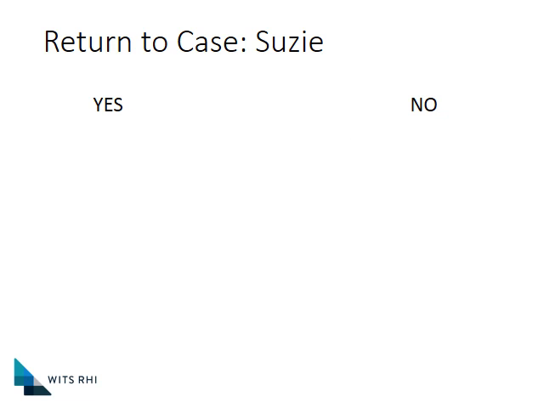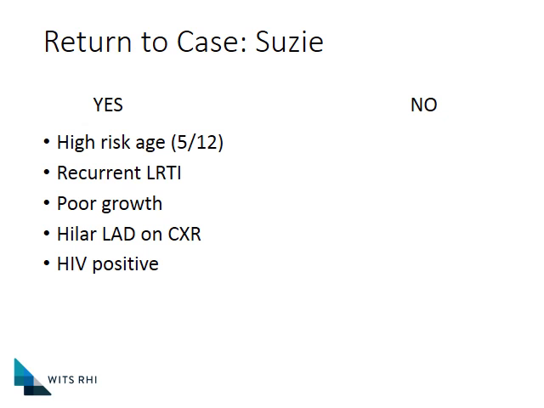So now we've spoken a little bit about TB treatment, so let's go back to that case we discussed in the second presentation, a little girl called Susie. And at that stage, we had to decide whether we were going to start ARV treatment. And this slide just reminds us of why we were considering TB treatment in this little girl in the first place. And on the yes side, she was a high-risk age. She was 5 months old.